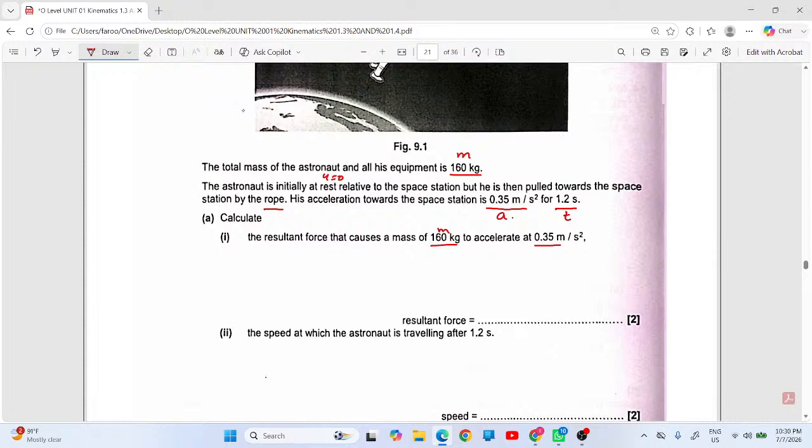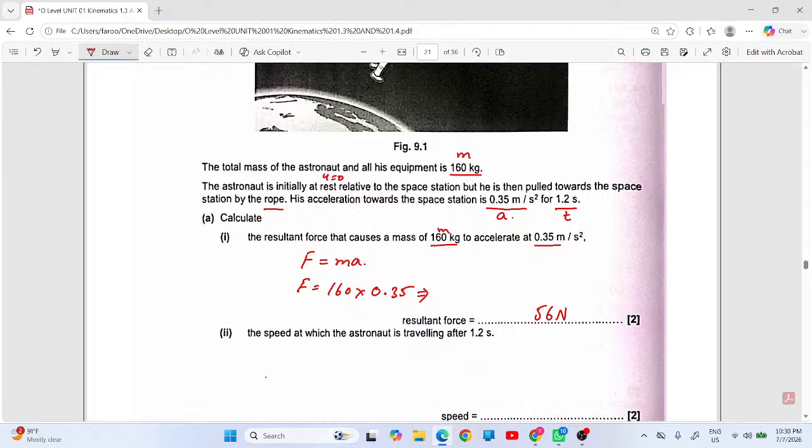The resultant force that causes the mass of this much kg to accelerate to 0.35 meter per second square. So you just have to find the net force or the resultant force, ma. Very, very simple. m is 160, acceleration is 0.35. Check करें. 56 Newton.